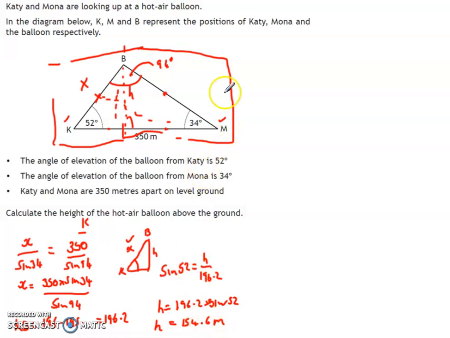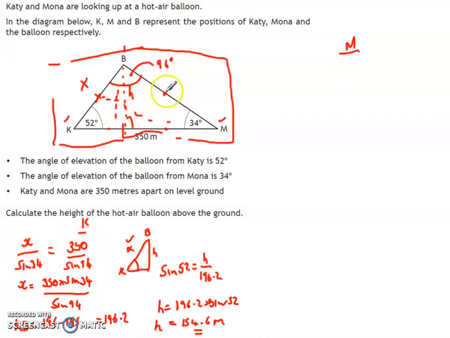Now, if I was to split it off and use this side, so use Mona's side, I should still get the exact same height at the very end of the calculation. So let's see if I do that. So there's Mona's triangle. And again, I'm going to start the exact same way, using the sine rule.